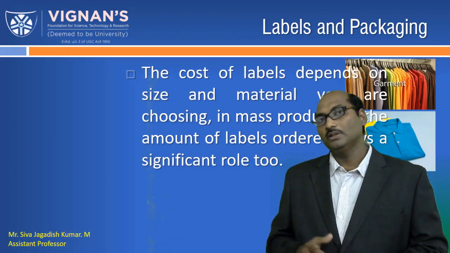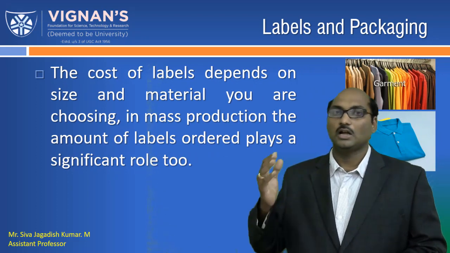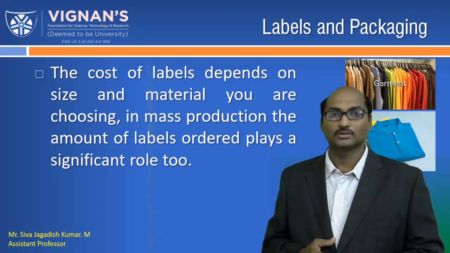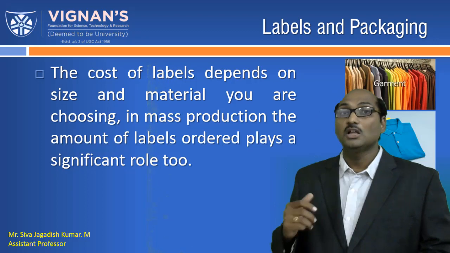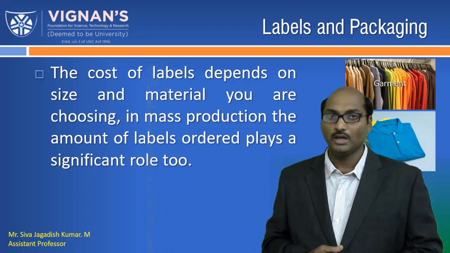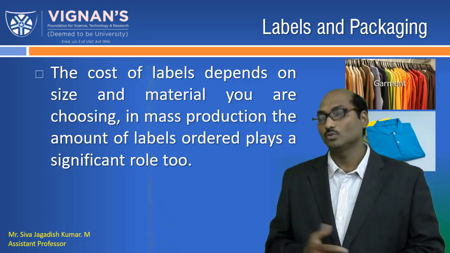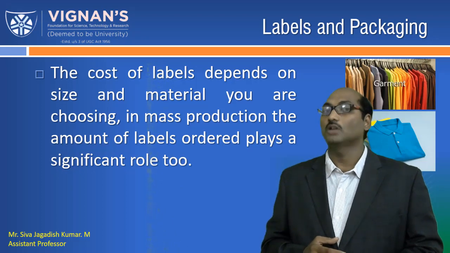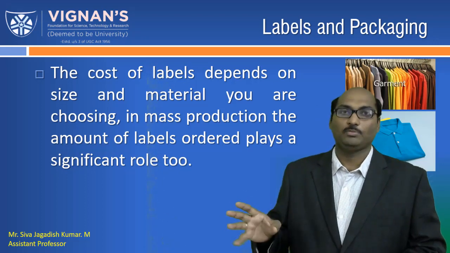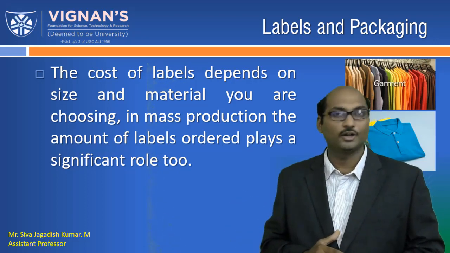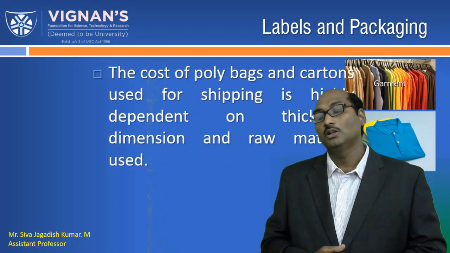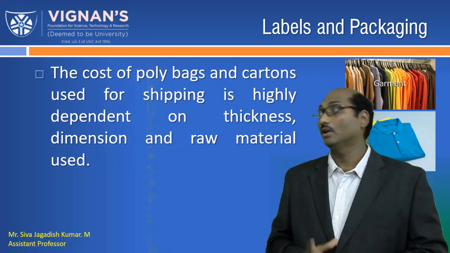Labeling could also mean the labeling on top of the carton boxes. That also will be there, but generally we consider the labels on the garments. The cost of labels depends upon the size and the material that we are choosing. In mass production, the amount of labels ordered plays a significant role too. Same label, say 1000 pieces and 1 lakh pieces, is the cost the same? No, definitely not the same. A 30 to 50% difference will be there. So the size of the label and the quantity of the labels are both important.